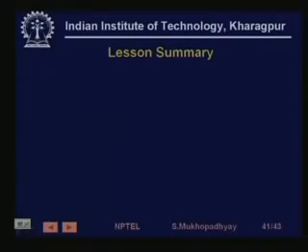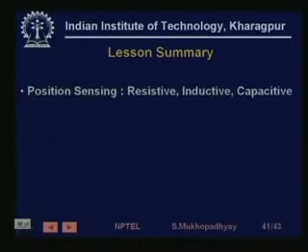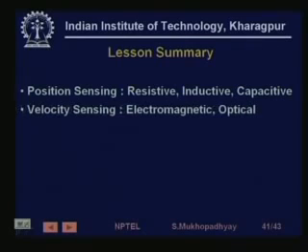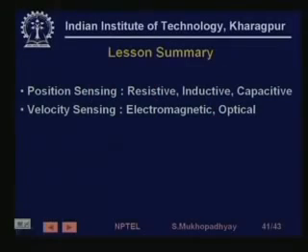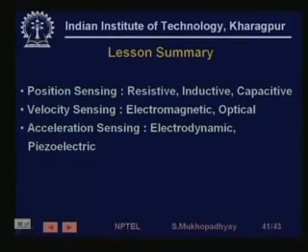So let us look at a summary. We have looked at position sensing, and we have seen inductive, resistive and capacitive ways of position sensing. We have seen velocity sensing, we have looked at electromagnetic methods of velocity sensing, we have looked at optical methods of velocity sensing. And we have seen acceleration sensing, where we have basically looked at piezoelectric and also one electrodynamic method. Okay. So this has been a quick view through motion sensing.